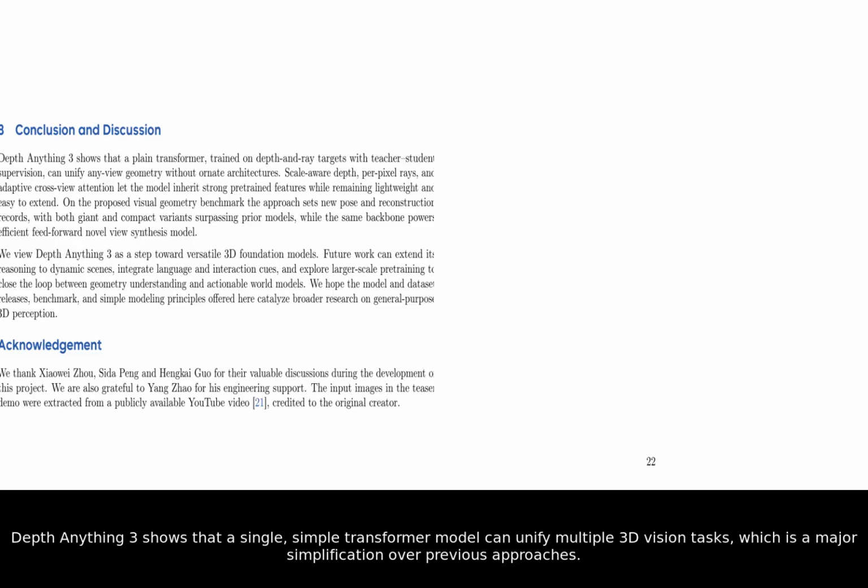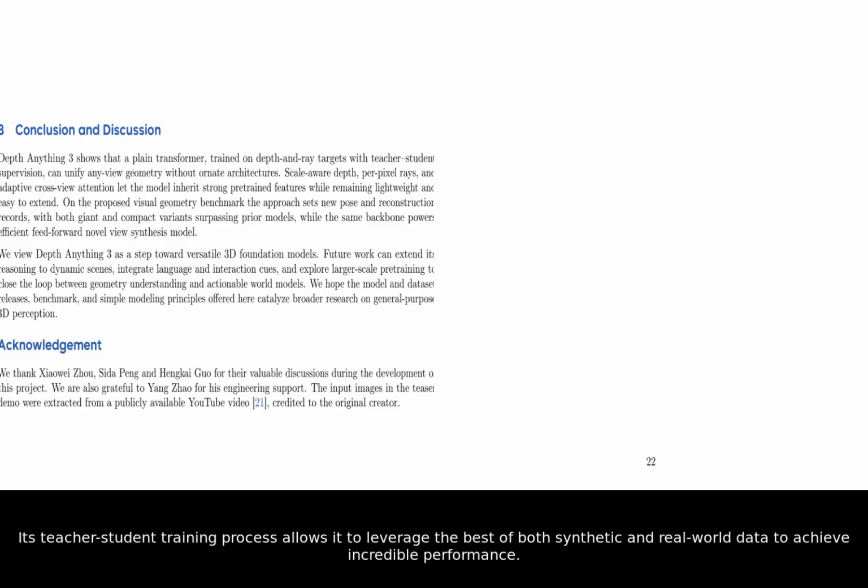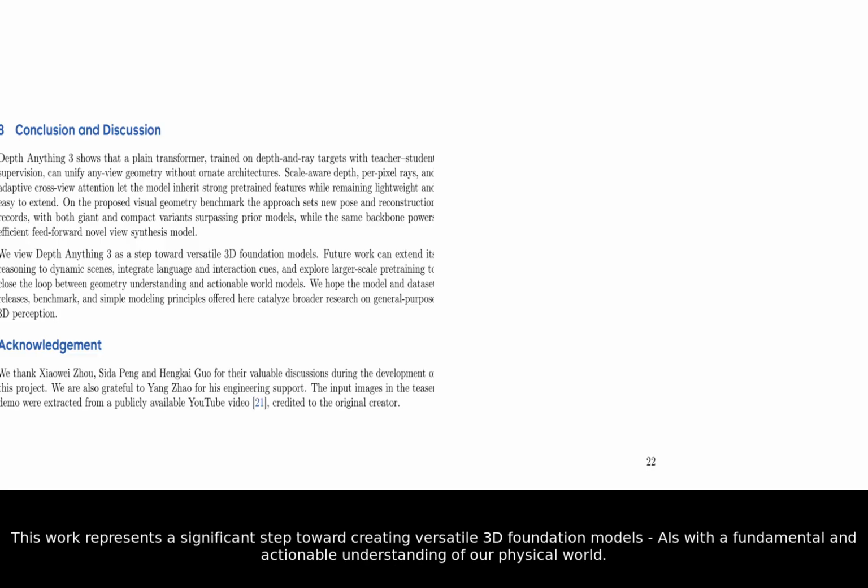Depth Anything 3 shows that a single, simple transformer model can unify multiple 3D vision tasks, which is a major simplification over previous approaches. Its teacher-student training process allows it to leverage the best of both synthetic and real-world data to achieve incredible performance. This work represents a significant step toward creating versatile 3D foundation models, AIs with a fundamental and actionable understanding of our physical world.